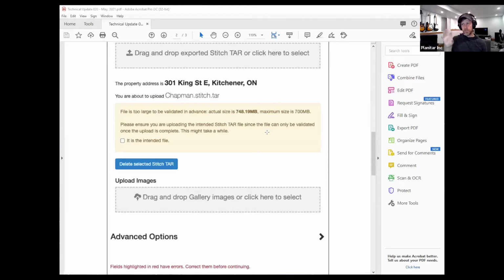So the portal will check that. It will check to see if that property is already there, if it's a duplicate, and it will check what firmware you're using and a few other things, so it can give you warnings about stuff. So in this yellow area, you're going to often see relevant information.